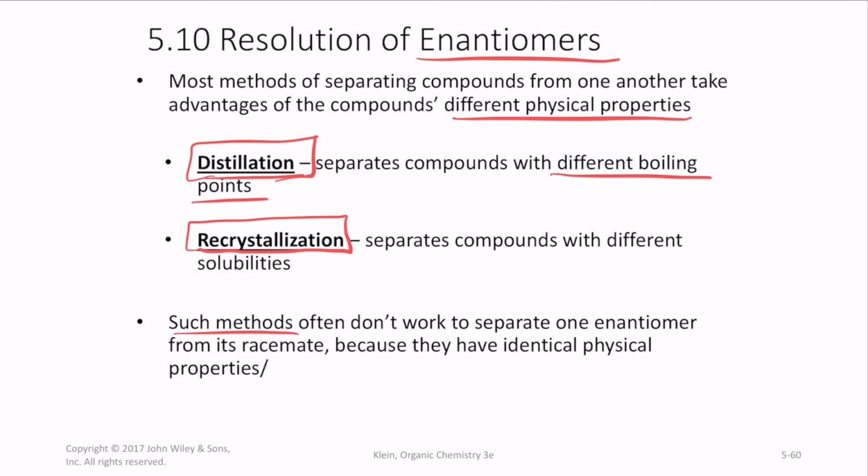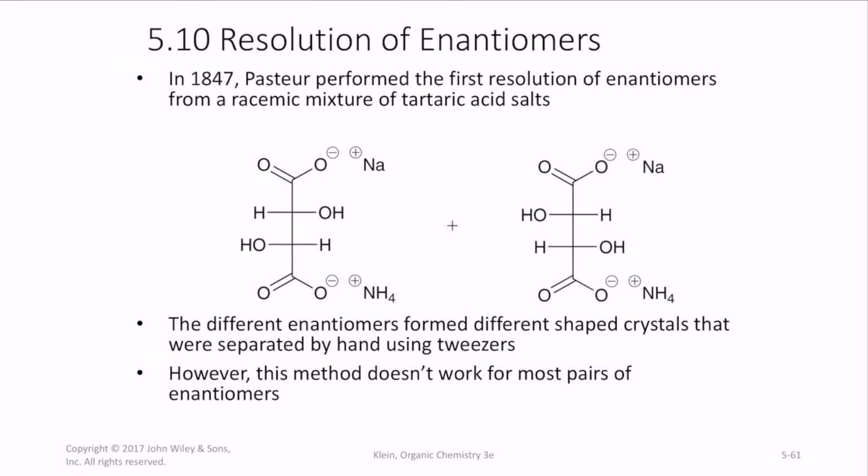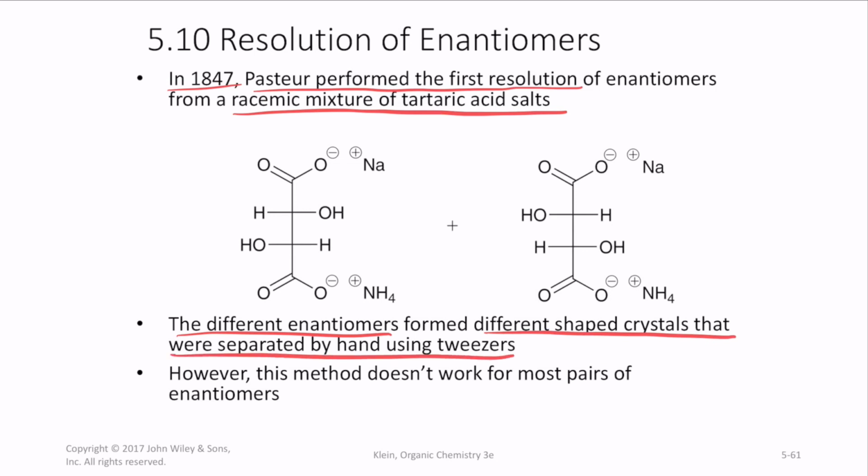So these methods cannot separate one enantiomer from its racemate, because the molecules by themselves have identical physical properties. Because they have identical physical properties, it's hard to separate the enantiomers. One of the first methods developed was in 1847. Pasteur performed the first resolution of enantiomers from a racemic mixture of tartaric acid salts. The different enantiomers formed different shaped crystals and they were separated by hand using tweezers. Obviously, this method doesn't work for most pairs of enantiomers because most do not crystallize correctly.